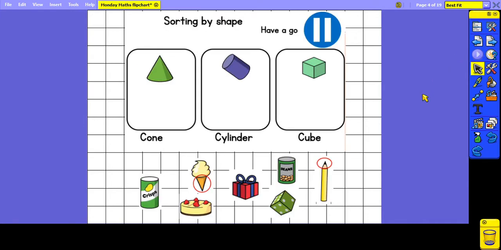Now this time we are going to be sorting by shape again, but the difference is we have got some real life objects. I would like you to decide if they are cones, cylinders or cubes and match them to the correct group. Pause the video now and have a go.